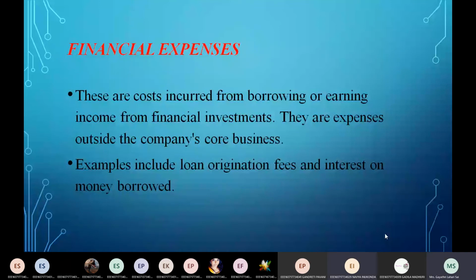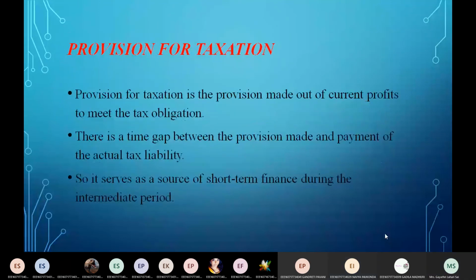Second, financial expenses. These are costs incurred from borrowing or earning income from financial investment. These are the expenses which are outside the company's core business. These include loan organization fees and the interest on money borrowed. And next slide.